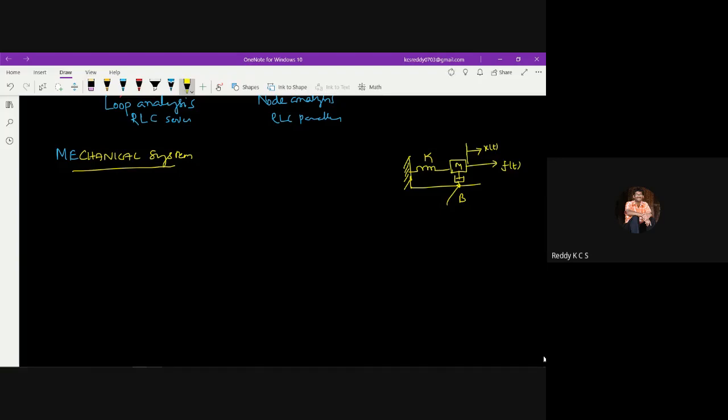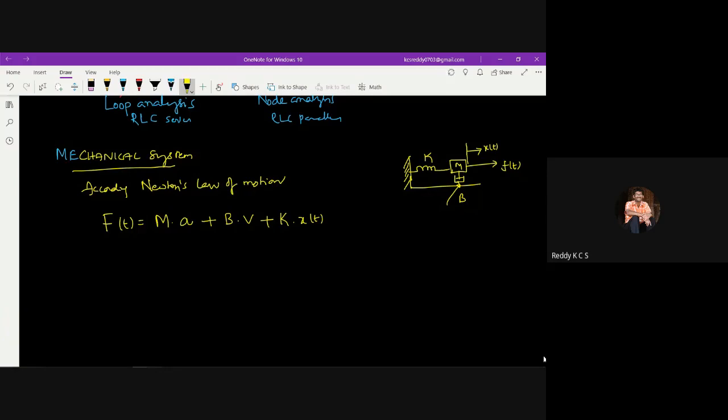Now I can write the force equation according to Newton's law of motion. The applied force will cause displacement in the spring and acceleration to the mass, against the frictional force constant B. So if I write the equation, which I think you have studied, F of t is equal to m into acceleration plus damping coefficient into velocity, plus spring stiffness or spring constant into x of t.